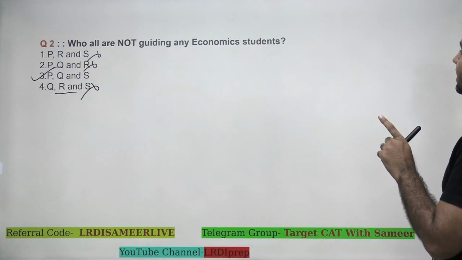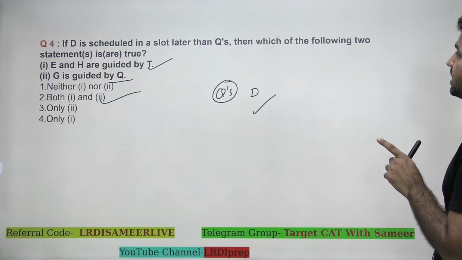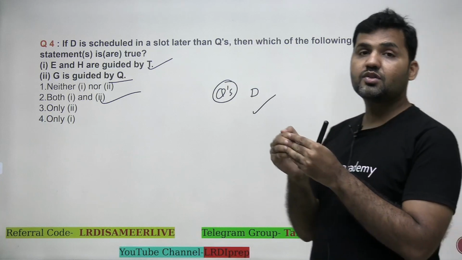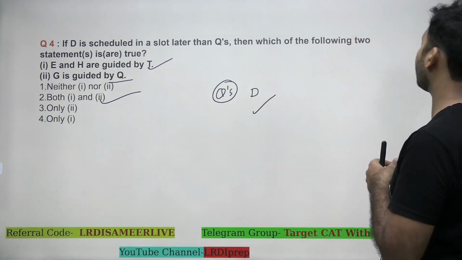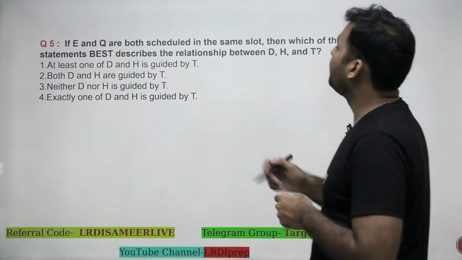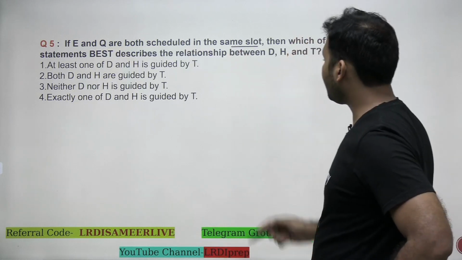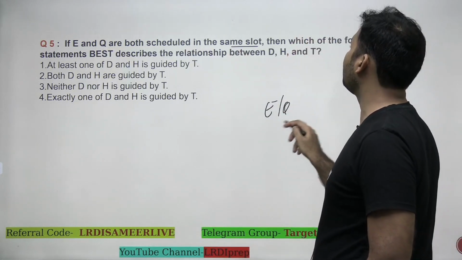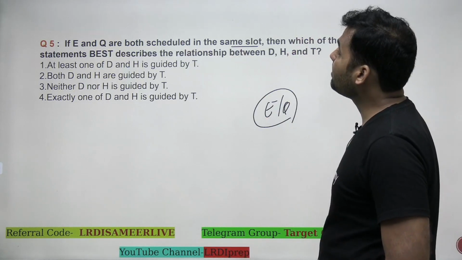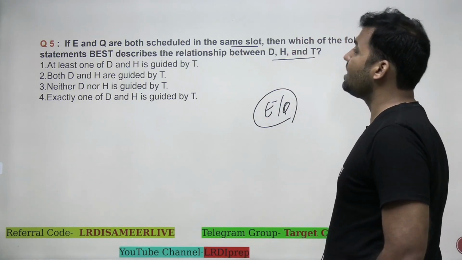So always keep this in mind that whenever you're solving a puzzle like this, a non-unique deterministic puzzle, you have to use the question's information, right? Look at question number 5. E and Q are both scheduled in the same slot. I want E and Q to be in the same slot. Then which of the following statements best describes the relationship between D, H and T?